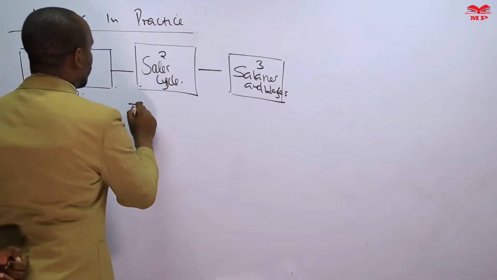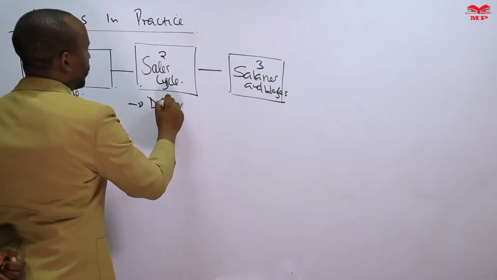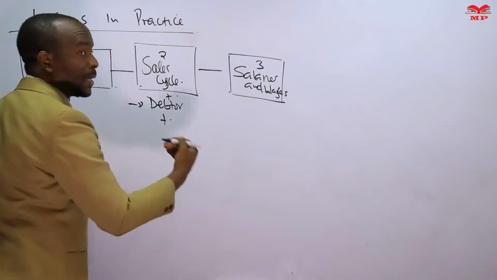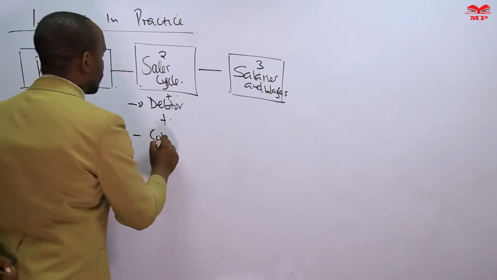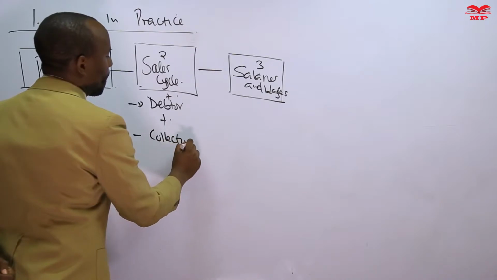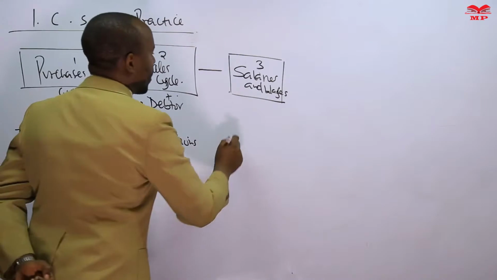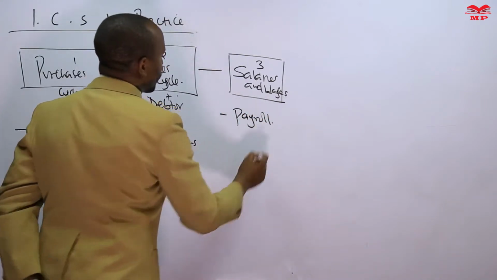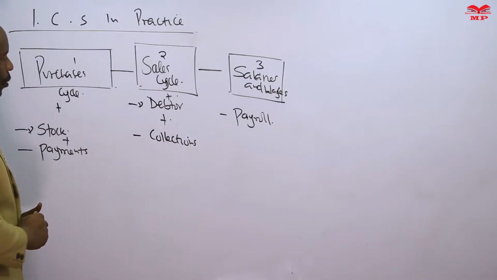If we'll be talking about sales and debtors, then we'll introduce debtors there. So we'll discuss sales and debtors. And then we're also going to say, once you sell, you're supposed to collect the money, and therefore we have collections. The salaries and wages will cover the payroll. Those are the specific areas of control that we are going to be looking at.